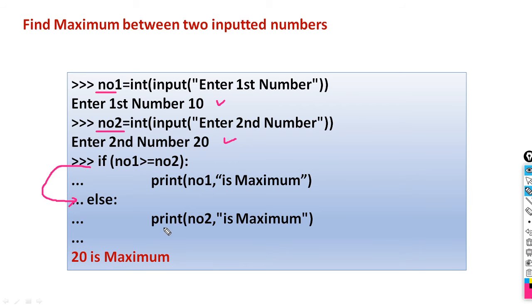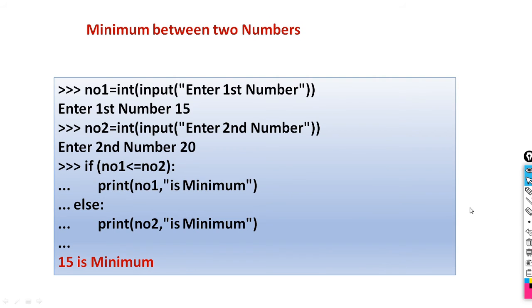Like this we can check which number is maximum and which number is minimum within two numbers. Within three numbers we can see how to find the maximum in the next video by using logical operators. Here we can find out the maximum between two numbers or the minimum between two numbers by using the same logic.